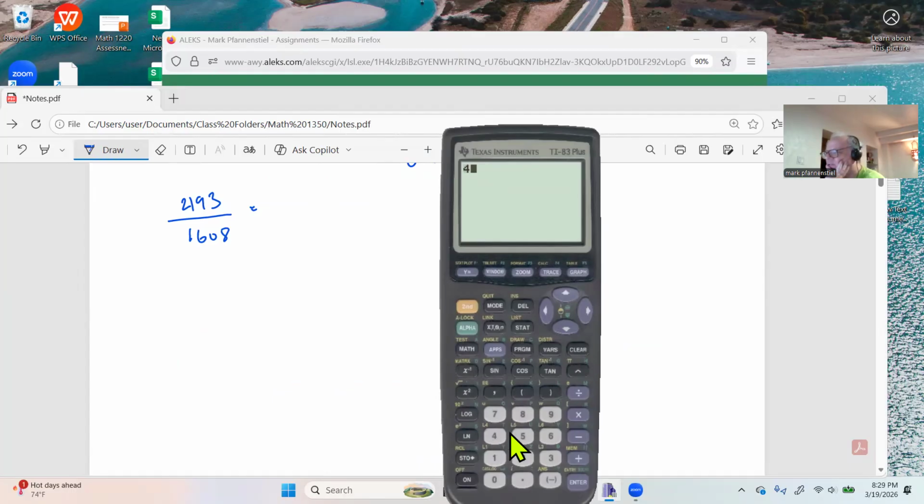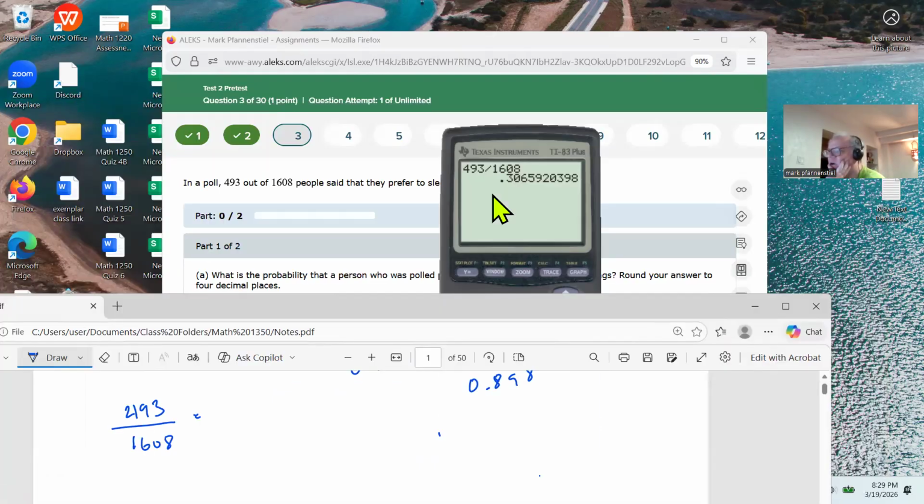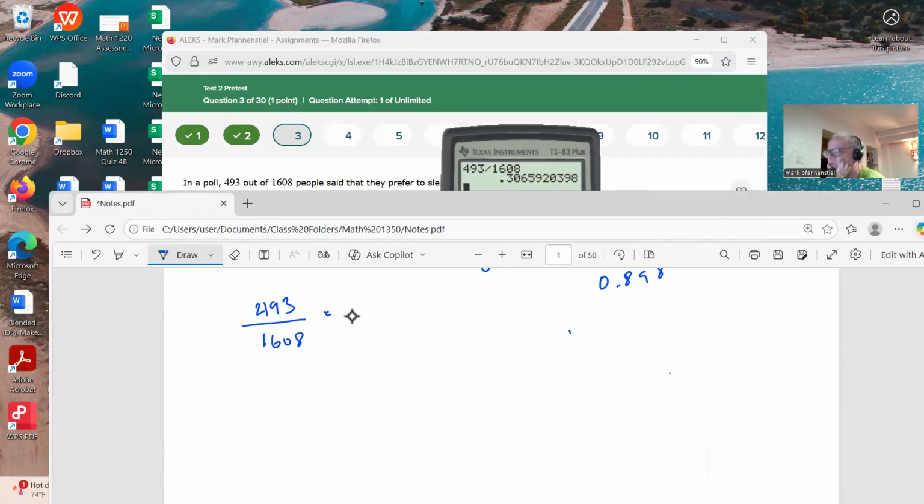Okay, so we have 493 divided by 1608 equals. And then we have to go back and check: round your answer to 4 places. Fantastic. We're back to normal. 0.30659. Now we're rounding this. So this is going to go up because we have 1, 2, 3, 4. We want to get rid of that. So it's 0.3066 because we have to round it. Okay, and that's what we're going to do with that one.